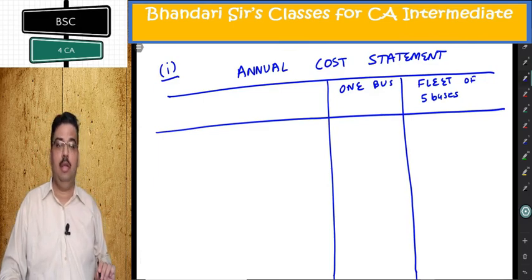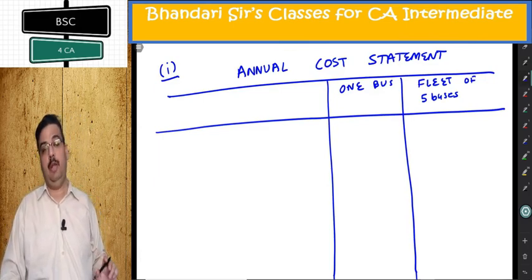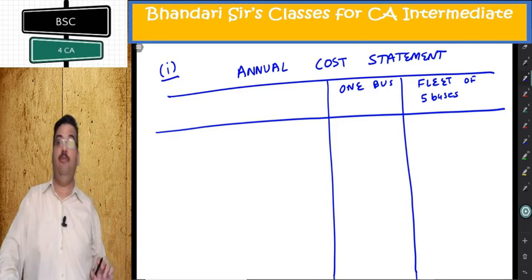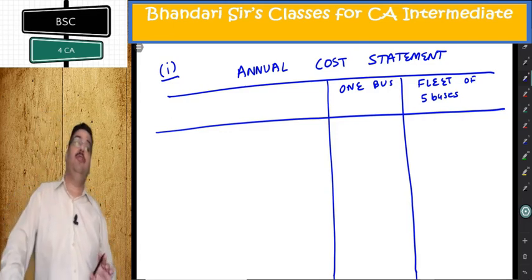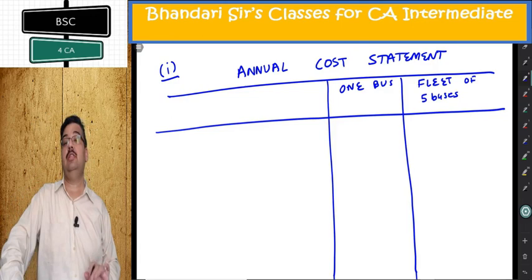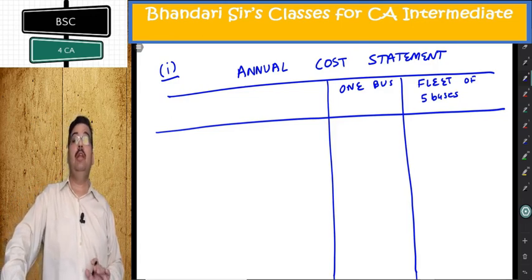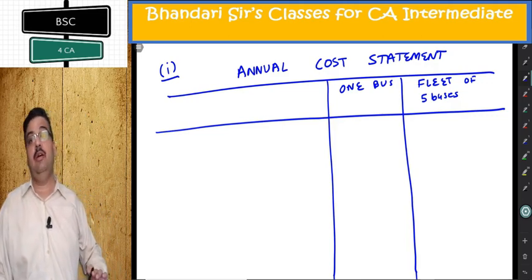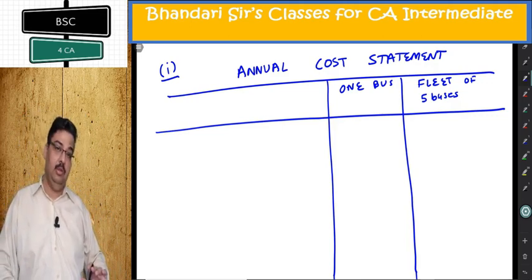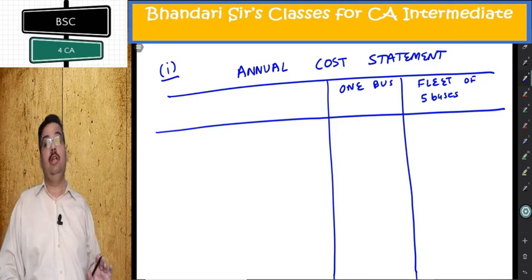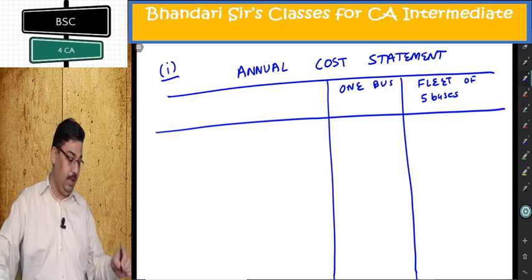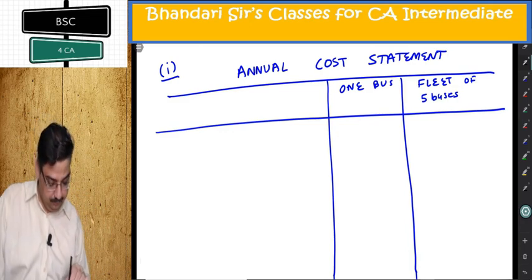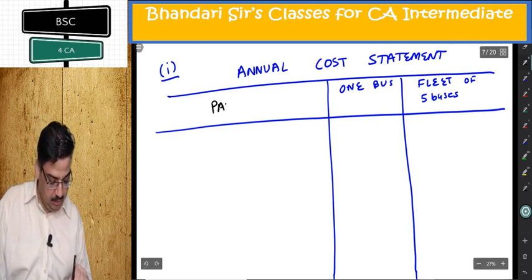Let us now make the annual cost statement. Part 1 requires that you make the annual cost statement for one bus and also for a fleet of 5 buses. Whenever there is a total cost, I'll put it in the fleet column. Whenever it is per bus, I'll put it in the first amount column and multiply by 5 to get the fleet of 5 buses. Let's go from the beginning. First item given there, driver's salary. This is the particulars column.